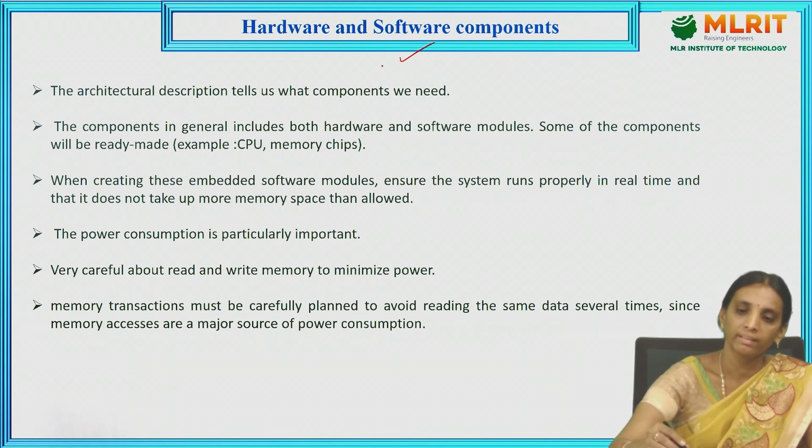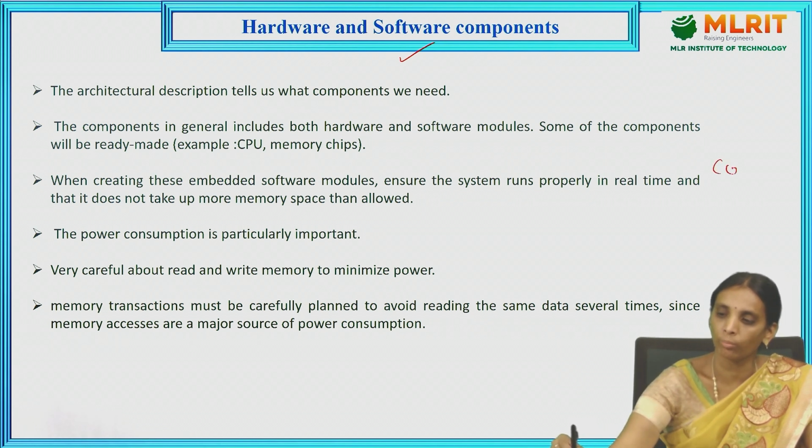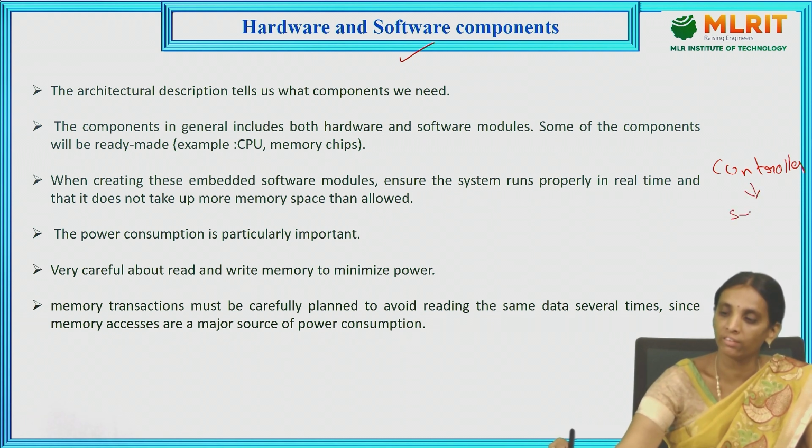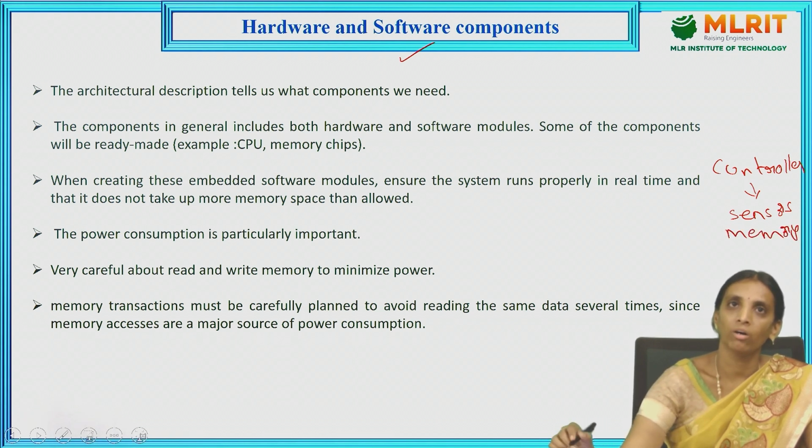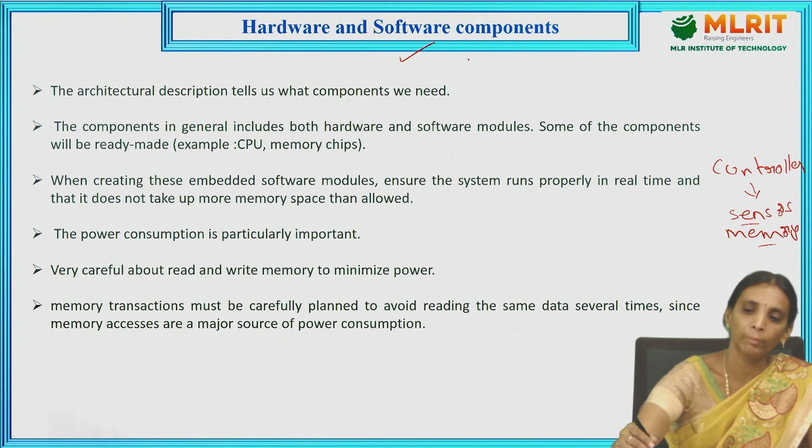So here in the hardware and software components, we need to select the entire hardware material used for designing the system. So the processor or the controller board, and which controller will be used for our design, which sensors are used for our design, and which memory will be used for our design, and all the required hardware material which is used for design of the embedded system is developed in this phase.